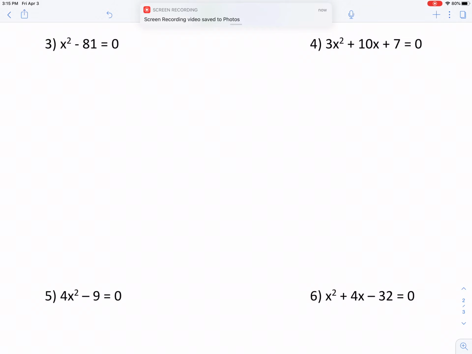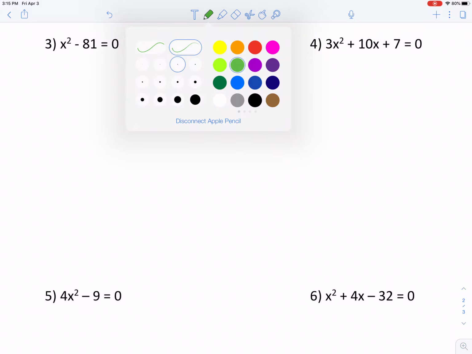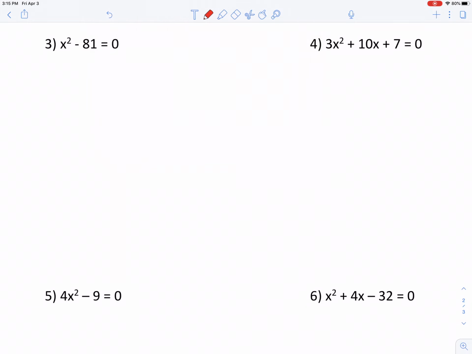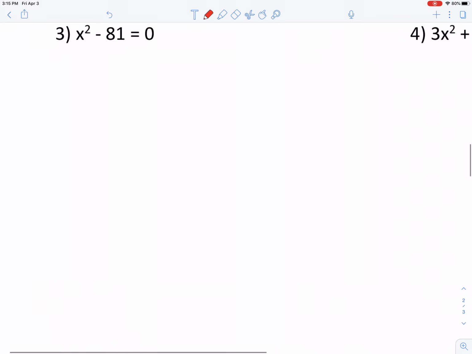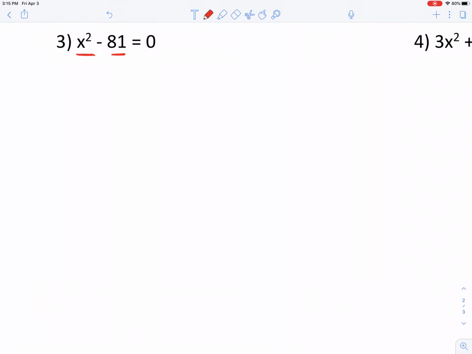Okay, so for this next equation, again, it's set equal to 0 already. All of today's are starting off set equal to 0. So I need to factor the left-hand side. Now I look, is there anything I could divide out both terms by? No. What method of factoring do I use with x squared minus 81?